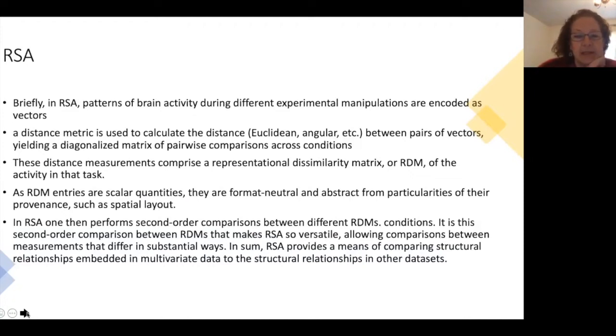And the distances, or the differences, the entries in this matrix, are scalar quantities, and so they are format neutral and abstractions from the measurements themselves. And then what you can do is compare these matrices to each other. So this is a kind of second order comparison. And it's this that allows you to make comparisons between activity in brains and other kinds of things.